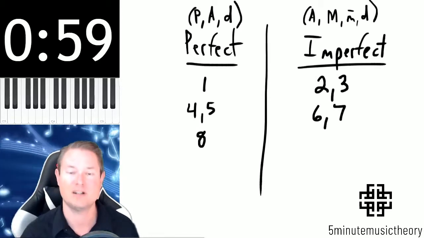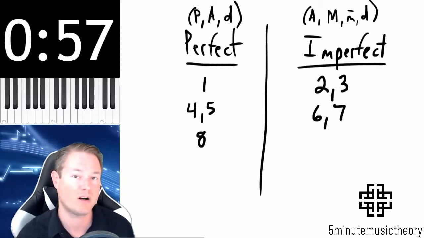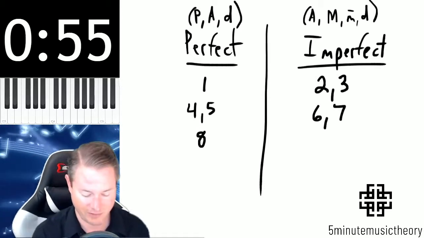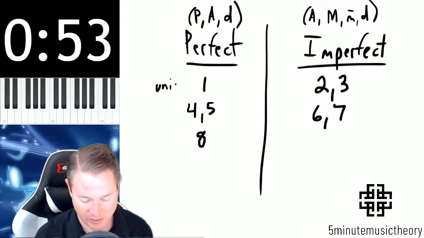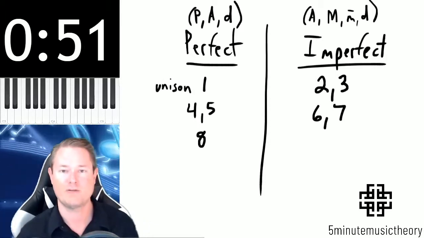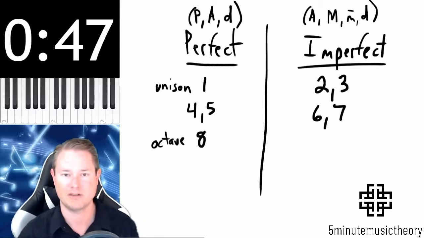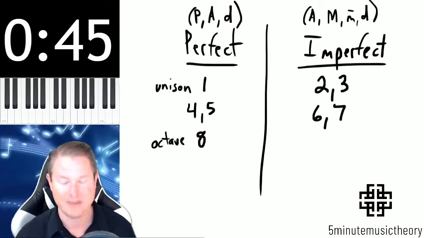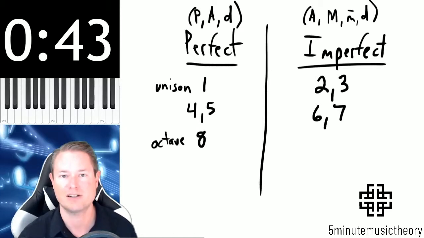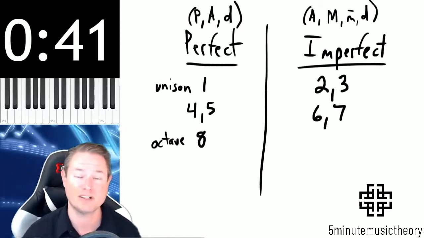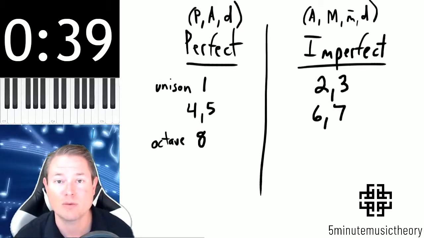And again, the perfect intervals are the ones that could potentially be perfect. Unisons, that's the one there. This is called a unison. Unisons, fourths, fifths, and then octaves are all perfect intervals, or could potentially be perfect. And then all the remaining intervals, seconds, thirds, sixths, and sevenths, are the imperfect or the major minor intervals, however you want to refer to them.